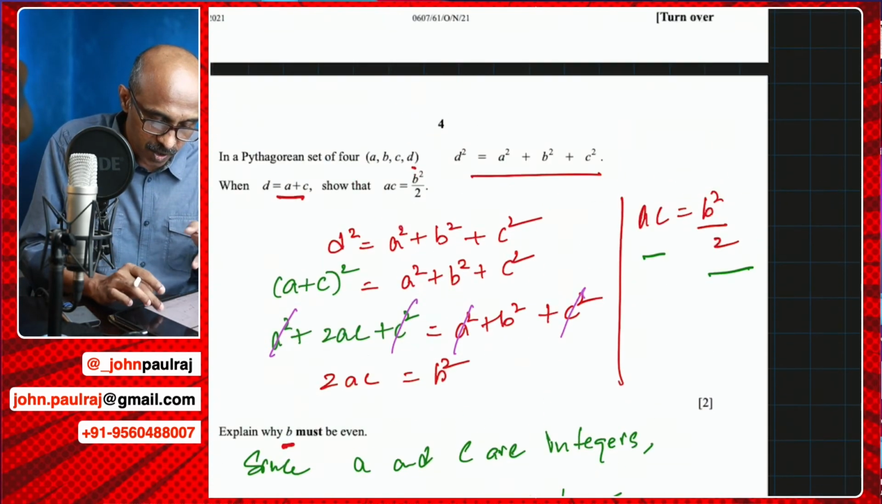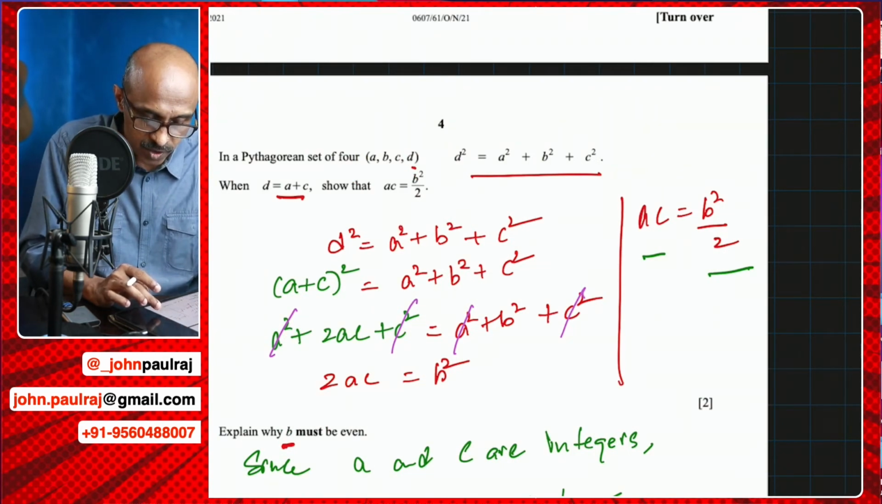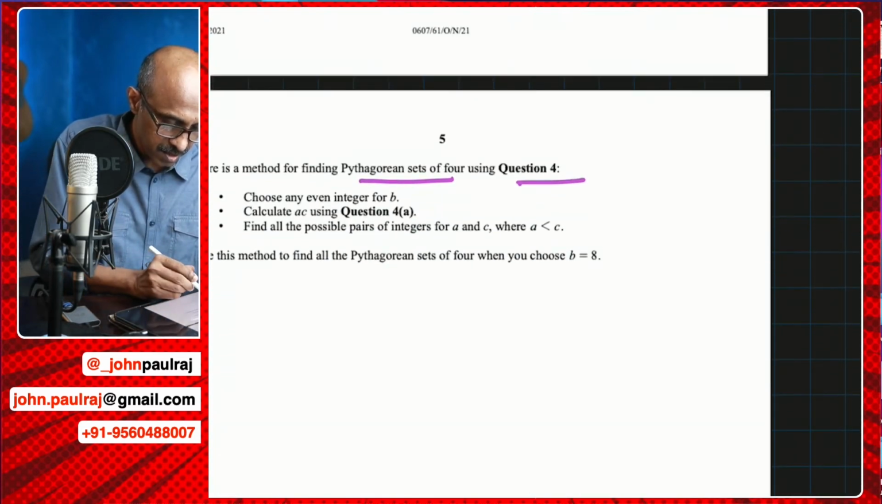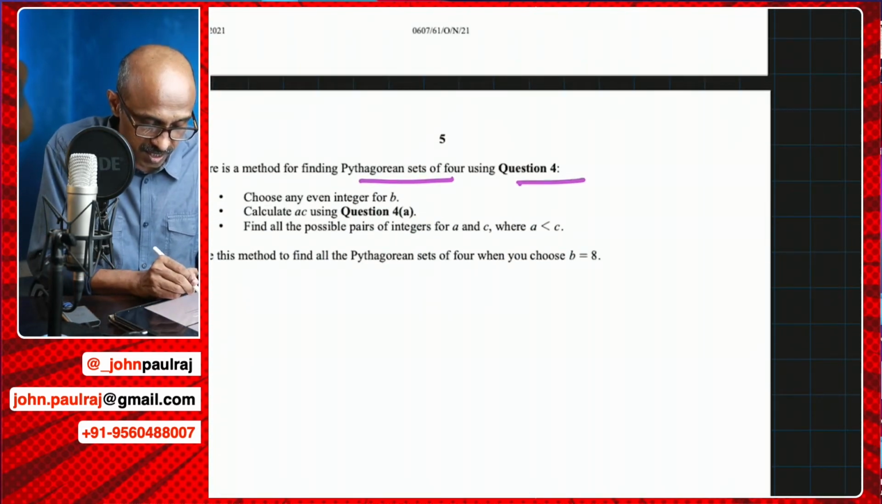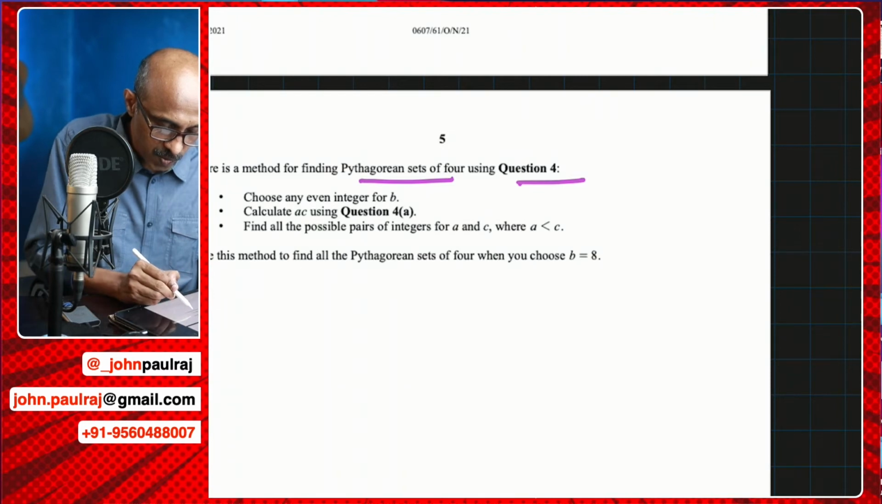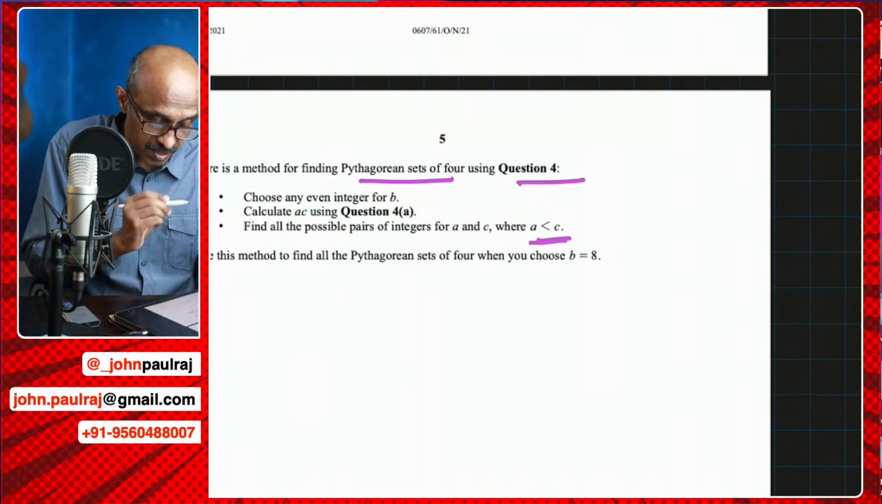Okay, b squared by 2. So we just choose an even integer, square it and divide by 2. You'll get a times c, right? That's what they say by saying calculate ac using question 4a. Find all possible pairs of integers for a and c where a is less than c, okay? And they are integers, by the way.